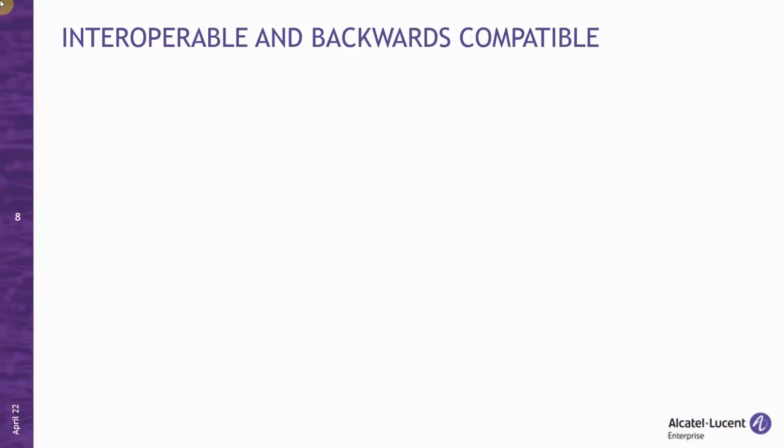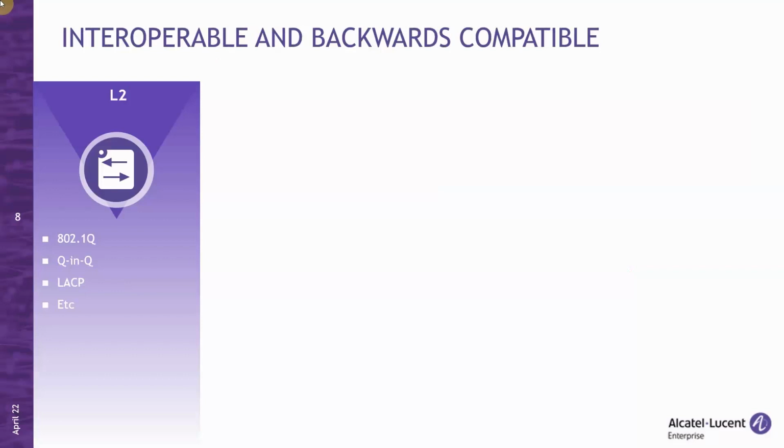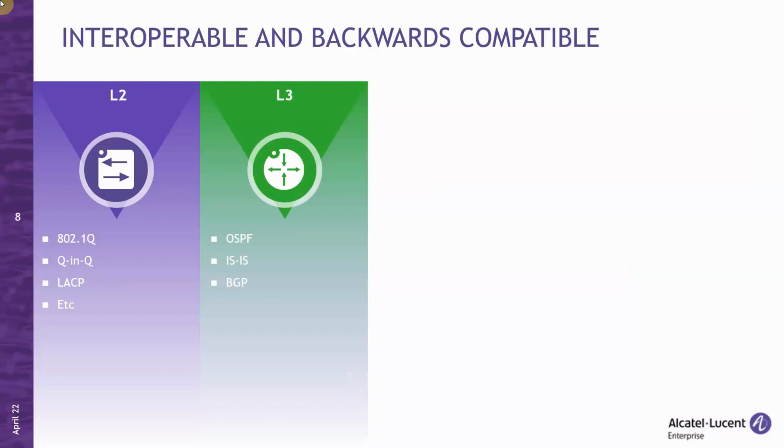As an IEEE standard, SPB not only interoperates with other vendors' SPB implementation, but it is also backwards compatible and interoperates with other protocols. What this means is that SPB adoption does not require a forklift upgrade. At layer 2, it interoperates with all previous IEEE standards such as L2-L2, Q-in-Q, or LACP. Therefore, an SPB migration can start at the aggregation and core layers, whilst the access layer can wait until the next refresh cycle.